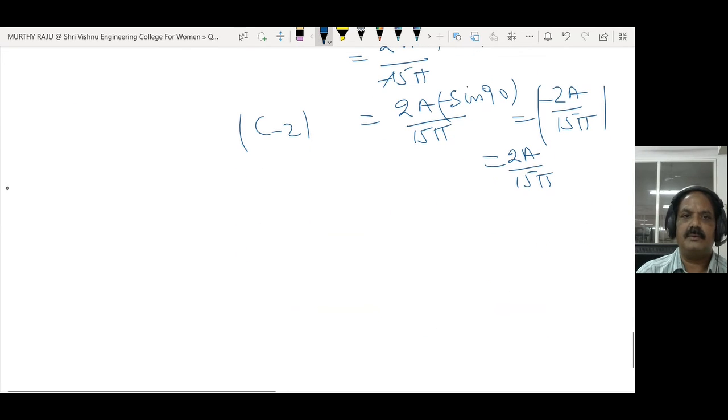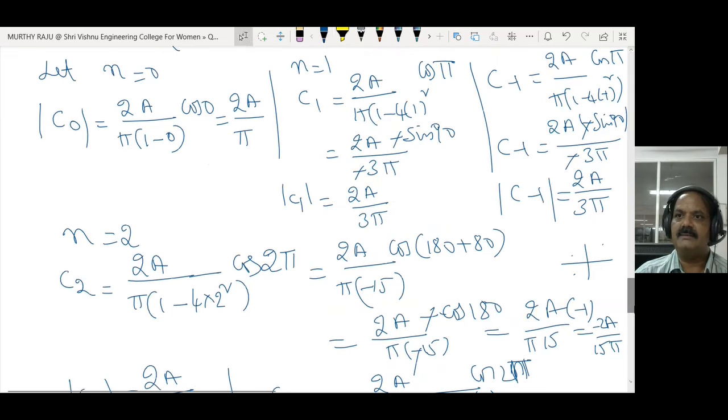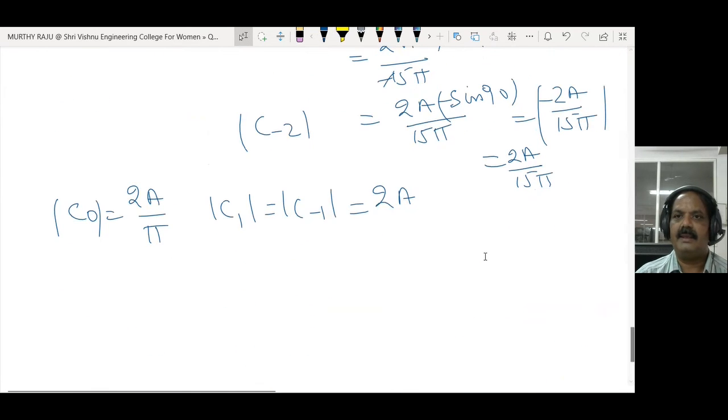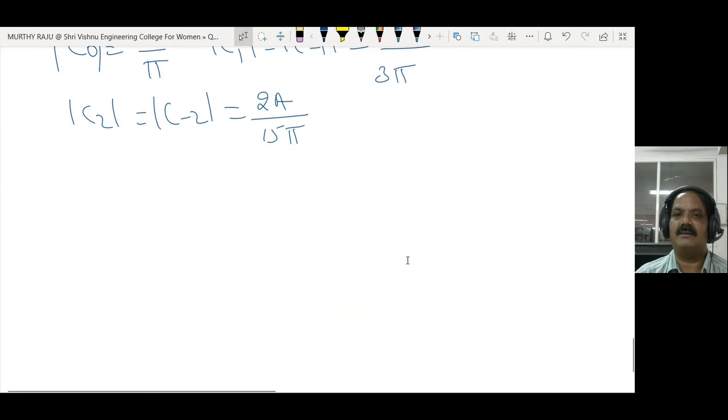Therefore, C naught is equal to 2a by pi. Mod C1 is equal to mod C minus 1, which is equal to 2a by 3 pi. Mod of C2, mod of C minus 2 is equal to 2a by 15 pi. By using these values, you have to draw the magnitude function.